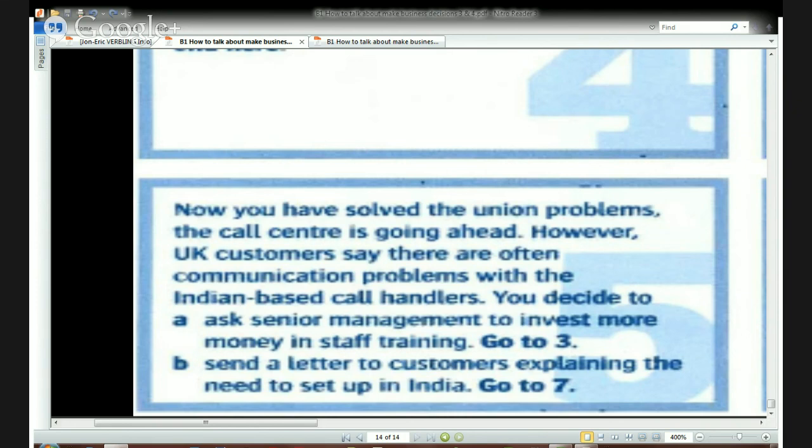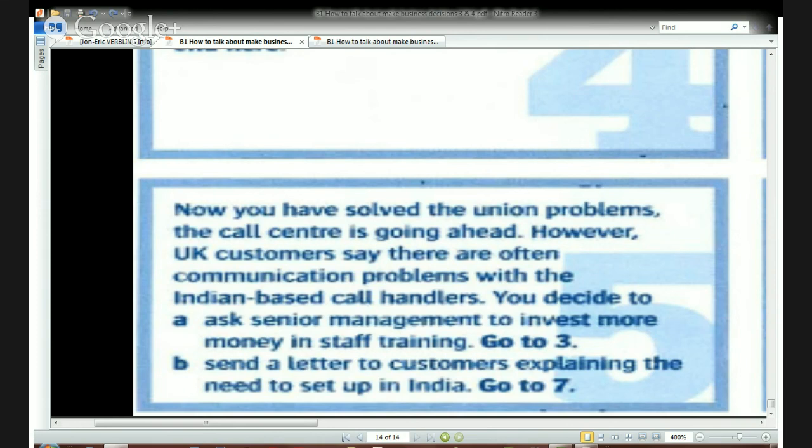So what are our choices? Should I read? Yes, please. A, ask senior management to invest more money in staff training. Go to 3. B, send a letter to customers explaining the need to set up in India. Go to 7. Ooh. So we either have to increase our cost more after keeping some of the jobs, or try to apologize to the customers.